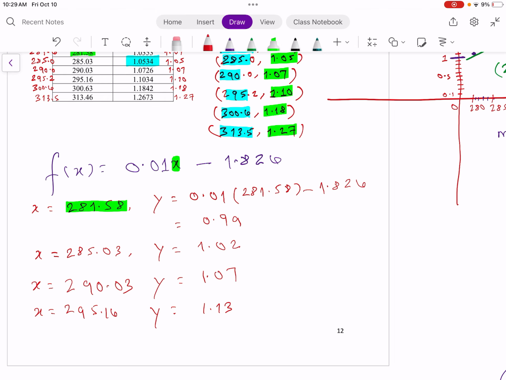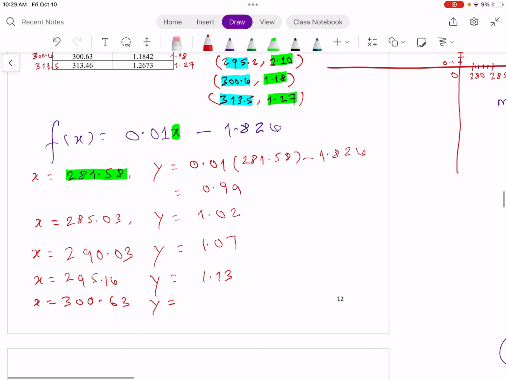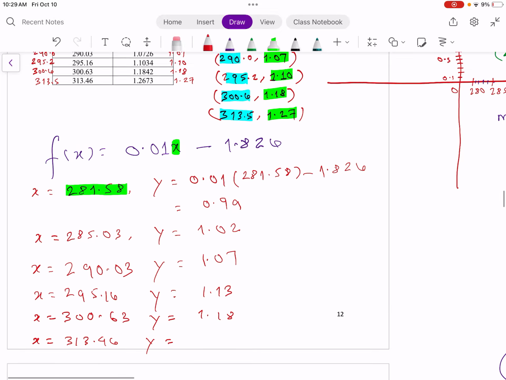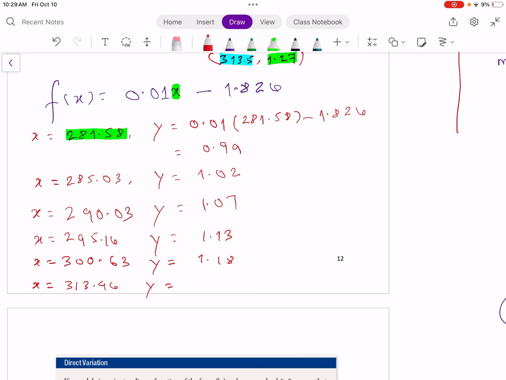1.13. Let's do two more. We have x equals 300.63. What will be our y? 1.18. And finally, when our x is 313.46, what will be our y? 1.31.